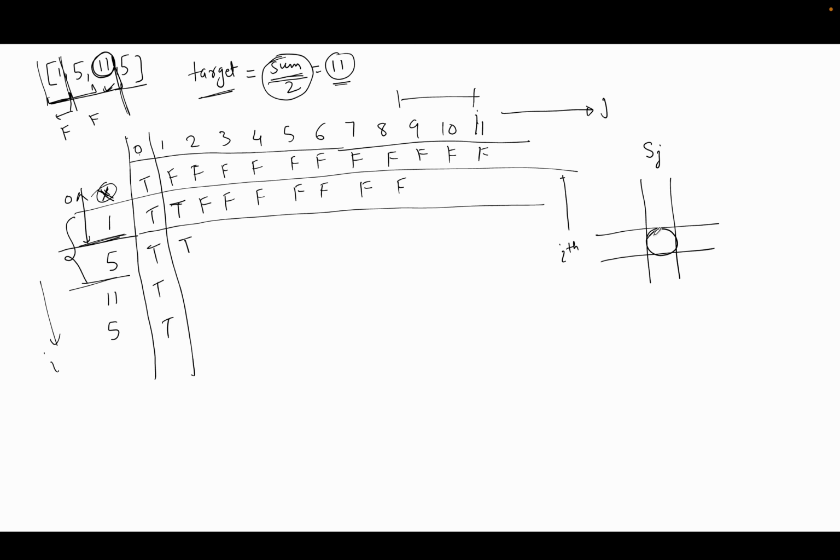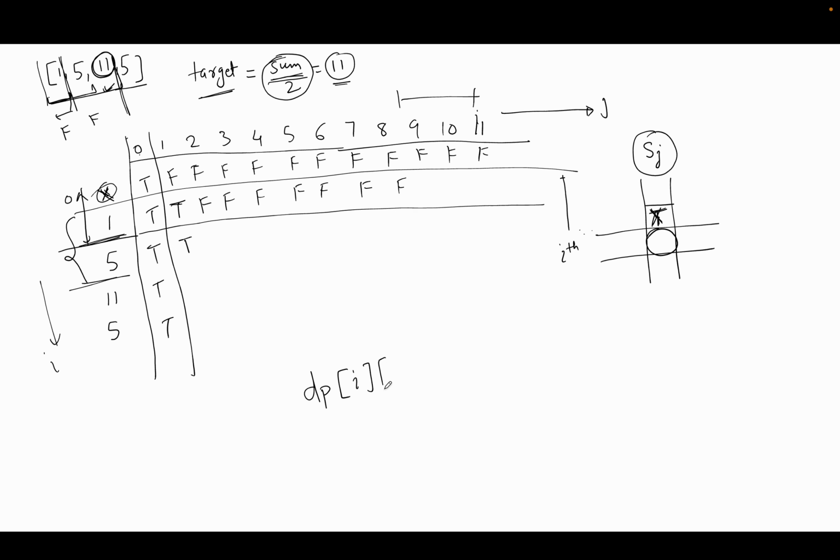So what should we put here? We will see here immediately above what is the value here. If it's true, then that means sum S of j can be made using elements from 0 to i minus 1th. So this will also be true because we will just skip this element. We will not include this element. We already have a solution, a partition or subset. So we look immediately above it. So let's call this 2D vector dp.